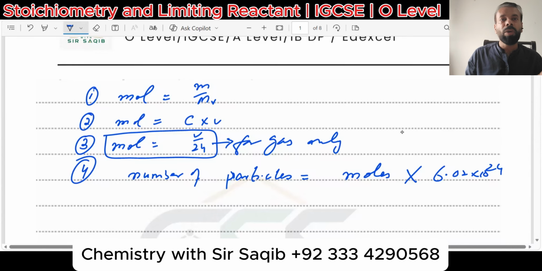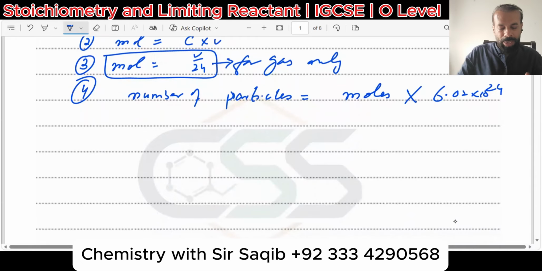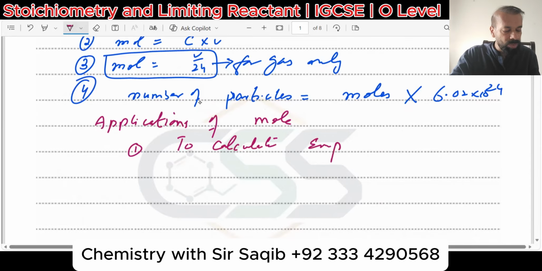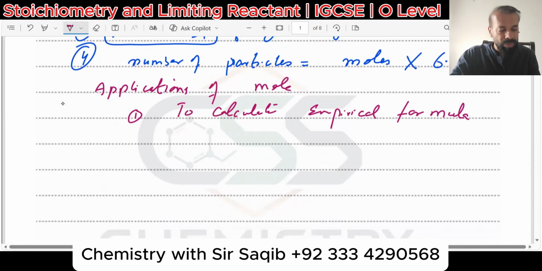And if you are asked to calculate number of particles, number of molecules, number of atoms, then you will use the fourth one. Okay, there are two applications of this concept. Applications of the mole concept. Number one is to calculate empirical formula, which we did in our previous class. And the second application of the mole concept is stoichiometry.